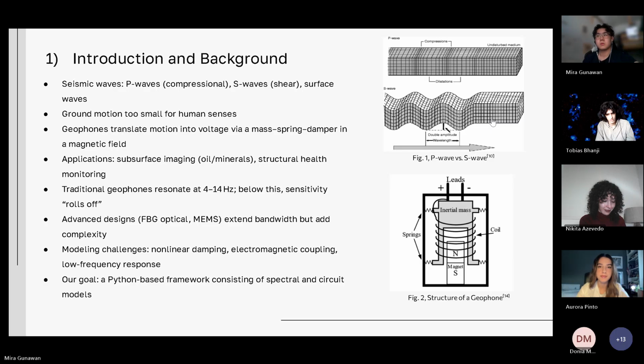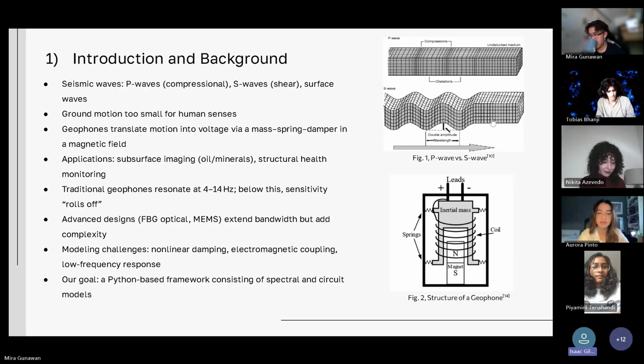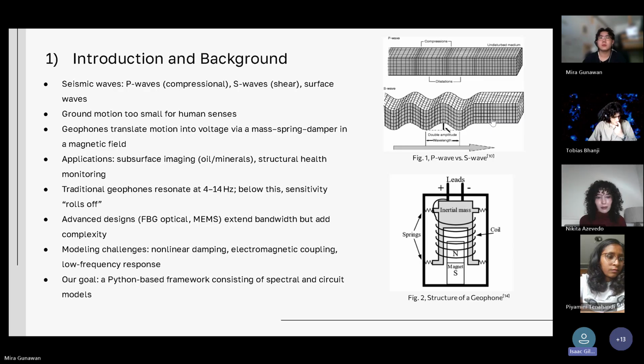A traditional moving coil geophone consists of a proof mass suspended by springs inside a magnetic field, as seen in the diagram. As the ground moves the outer housing, inertia causes the mass to lag, inducing relative motion between the coil and the magnet. By Faraday's law, that motion generates a voltage proportional to the mass's velocity. So above the sensor's natural baseline frequency, the output is essentially flat in velocity. Hence, geophones act as a band-pass velocity meter.